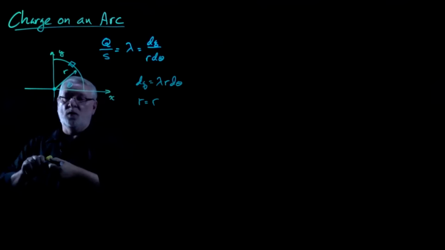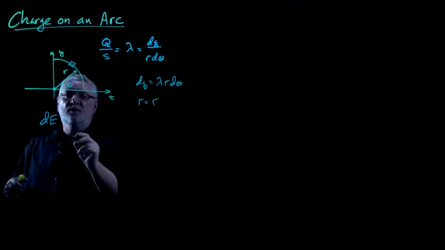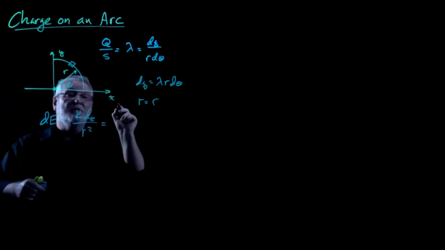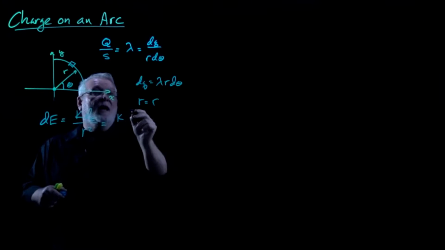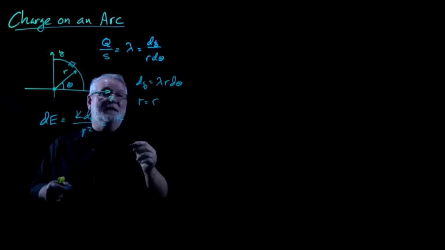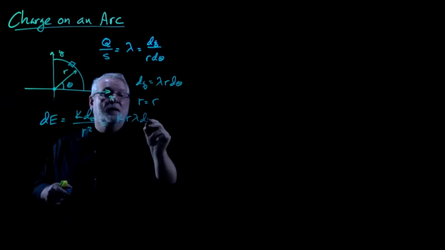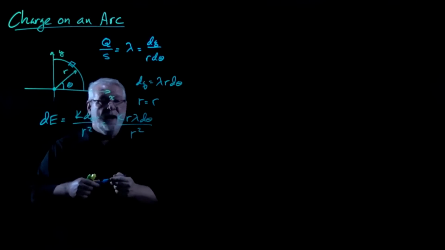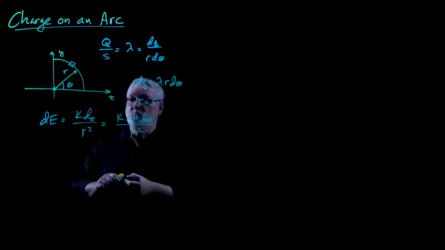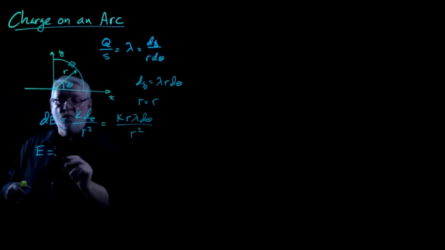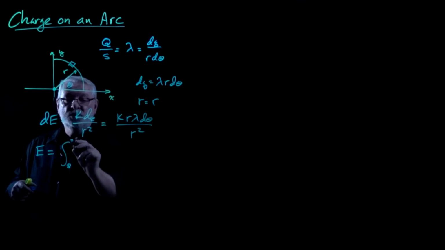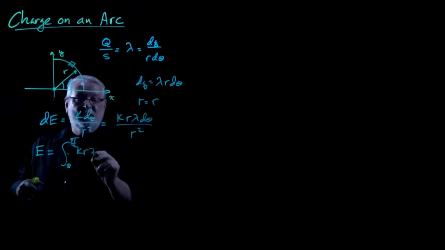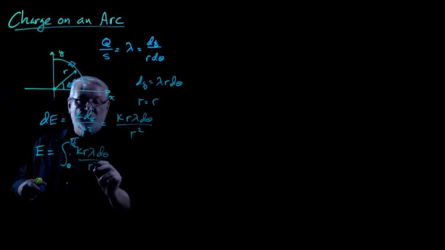The integral in this case is going to be that dE is going to be equal to k dq over r squared. And for this particular problem, that's going to be k times r lambda d theta divided by r squared. And my limits of integration are going to be between 0 and pi over 2. So E is actually going to be equal to the integral from 0 to pi over 2 of k r lambda d theta over r squared.